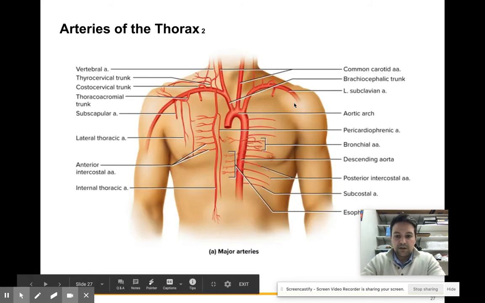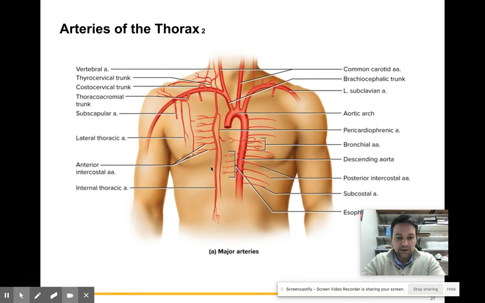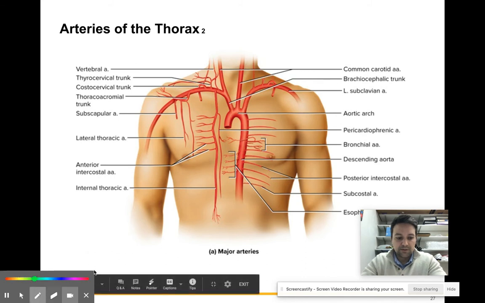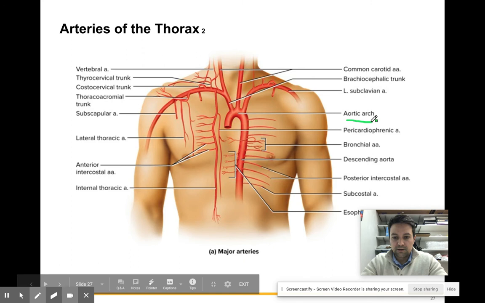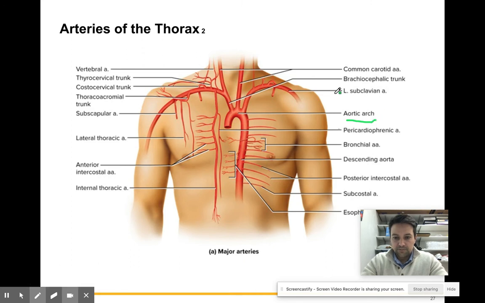Here we take a look at the arteries of the thorax. And again, we looked at a lot of the ones that I want you to know. We looked at the aortic arch. We already got that. Check. We looked at the carotids. We looked at the brachiocephalic trunk. We looked at the subclavian. We looked at the descending.